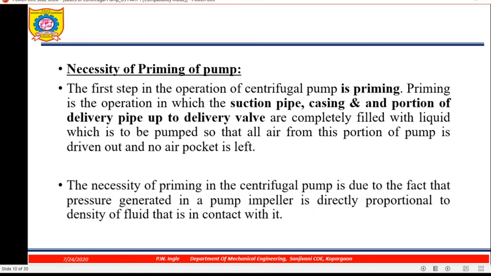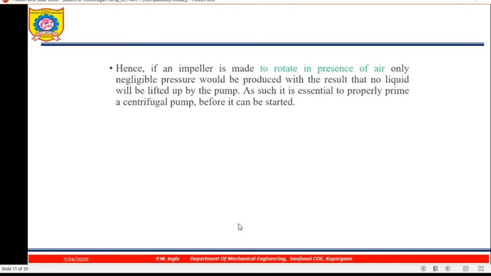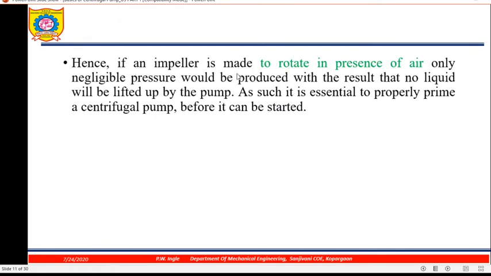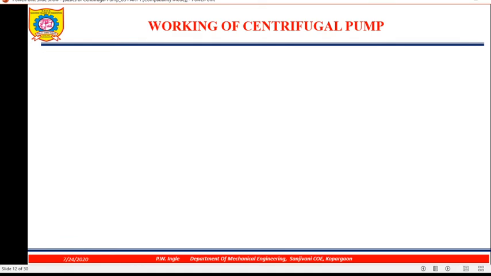Why is it necessary? Because the pressure generated in a pump impeller is directly proportional to density of fluid. Now if the fluid is air, if an impeller is made to rotate in presence of air, only negligible pressure will be produced and the result is that no liquid will be lifted. So this air we have to remove, that is nothing but priming.